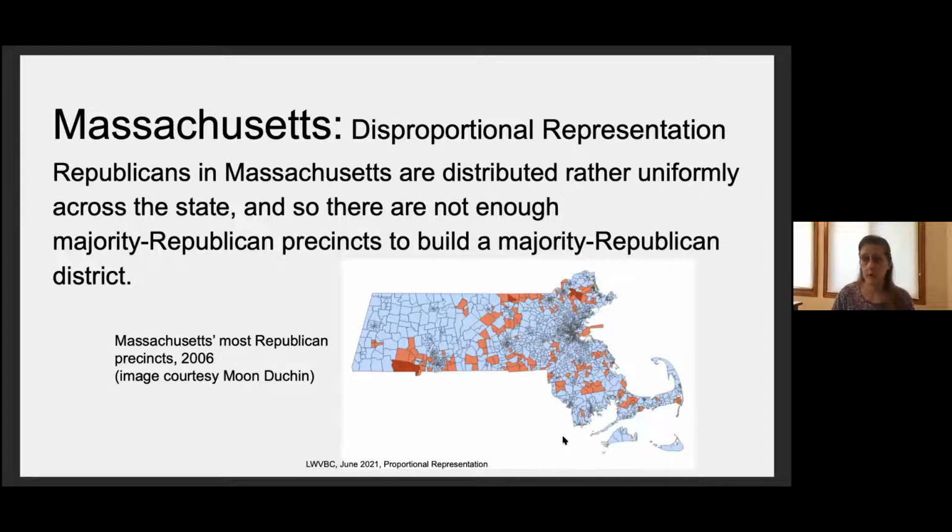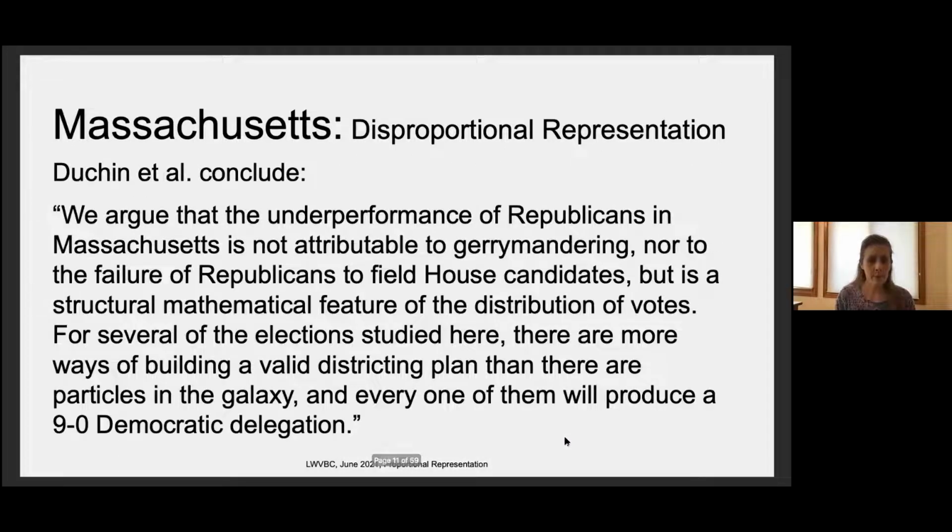It's a slight majority. So their paper concludes with this fantastic assessment. They say, we argue that the underperformance of Republicans in Massachusetts is not attributable to gerrymandering, nor to the failure of Republicans to field House candidates, but it is a structural mathematical feature of the distribution of votes. For several of the elections studied here, there are more ways of building a valid districting plan than there are particles in the galaxy, and every one of them will produce a 9-0 Democratic delegation.